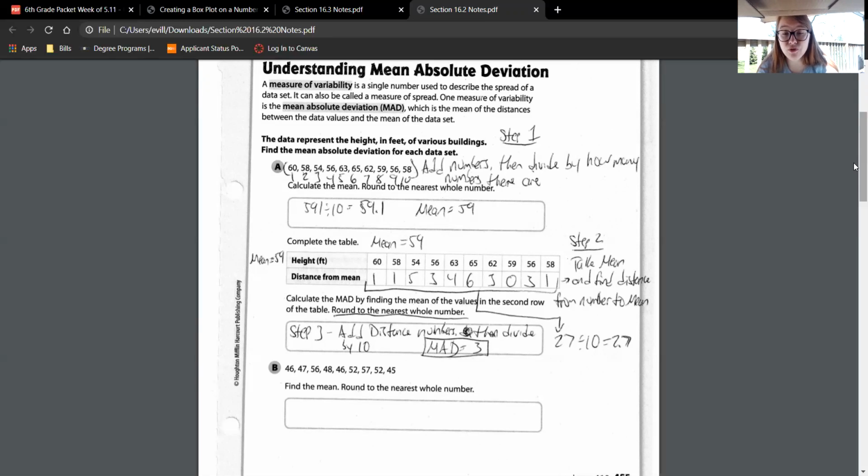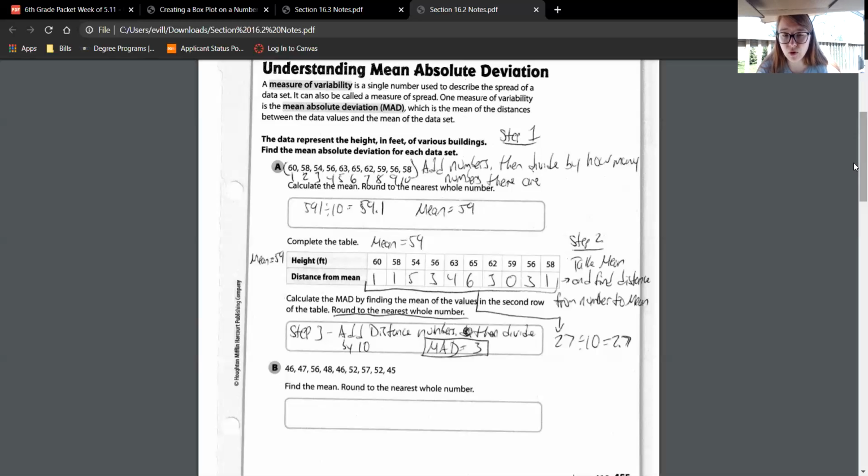You're finding the absolute value, which is explained a little bit differently in the other worksheet that I did on the other day. But 60 minus 59 is 1. 58 minus 59 is -1, but you're using the absolute value, so it's still a positive number, 1.